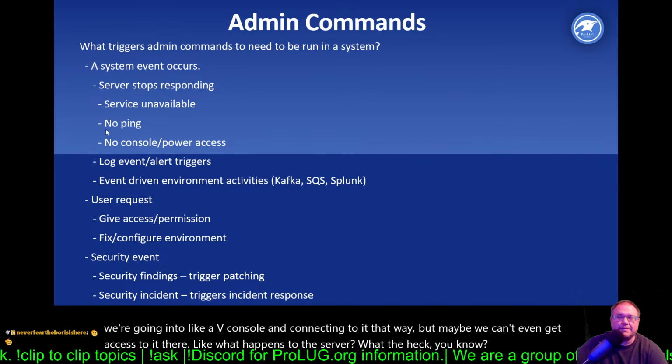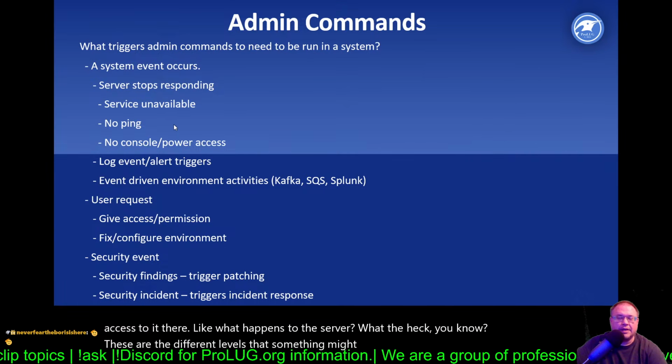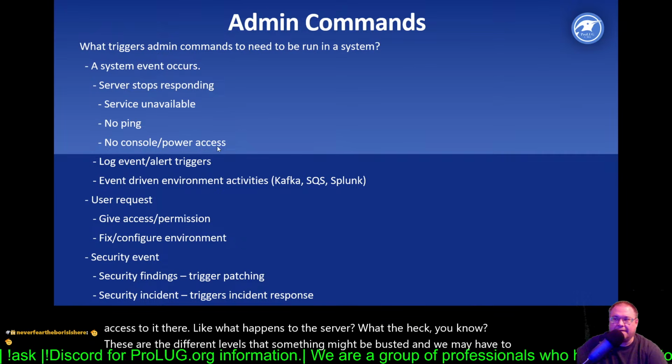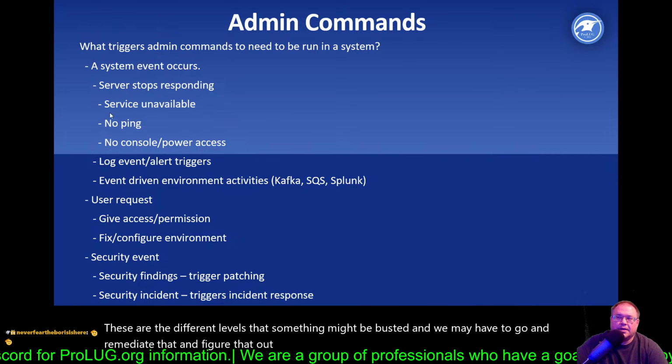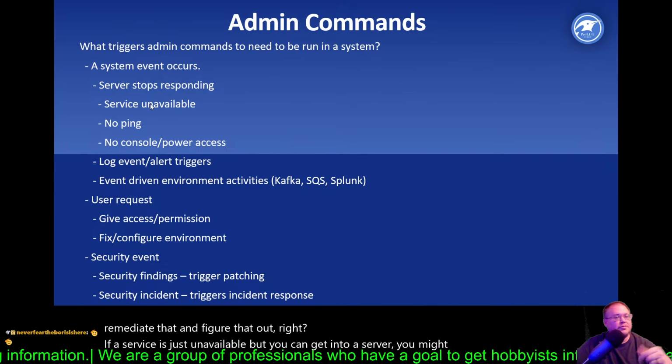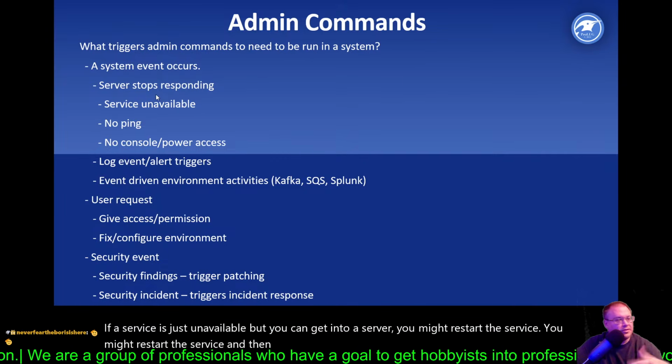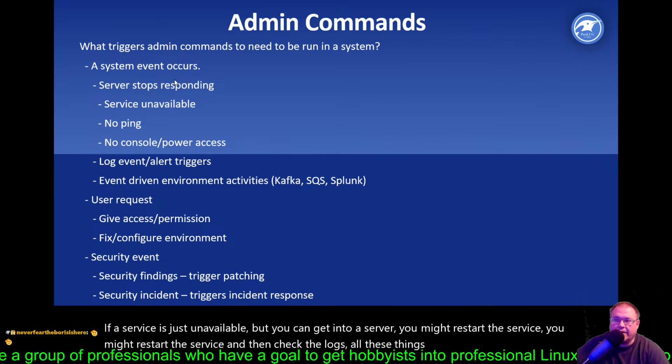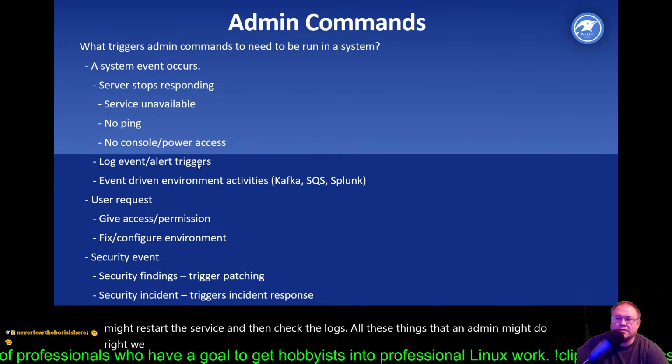These are the different levels that something might be busted, and we may have to go and remediate that and figure that out, right? If a service is just unavailable, but you can get into a server, you might restart the service and then check the logs, all these things that an admin might do, right? We might get log events or alert triggers.